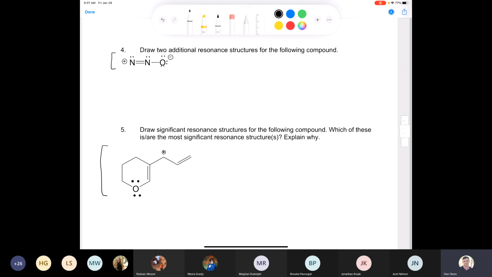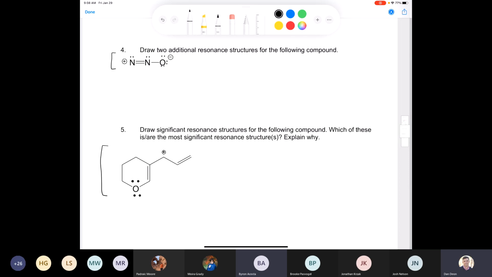How about moving the charge around? How about with the positive charge first? Yeah, so we can't move a positive charge. Sorry, repeat that. Yeah, move that double bond next to the positive charge first, maybe.